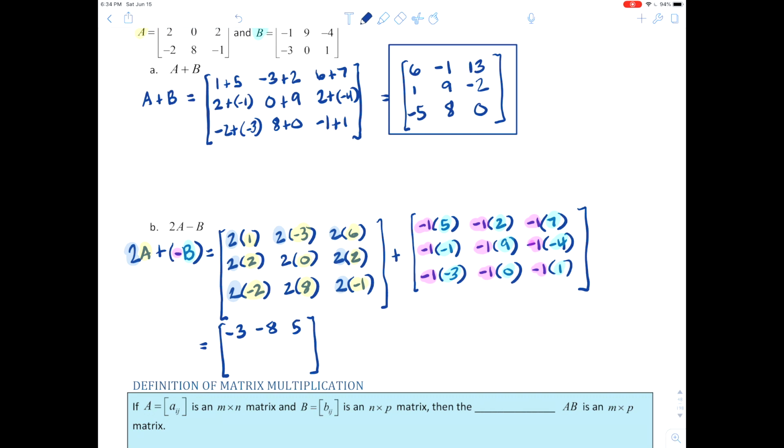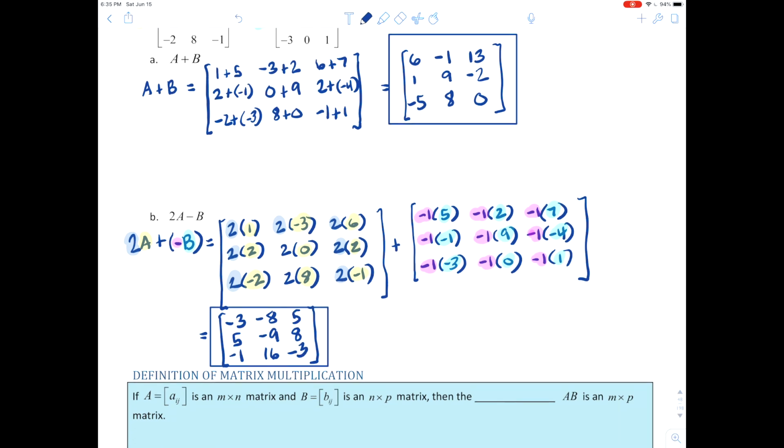And then 4 plus negative 1 times negative 1 would be 5. 0 minus 9 is negative 9. 4 plus 4 is 8. And then negative 4 plus 3 is negative 1. 16 plus 0 is 16. And negative 2 plus negative 1 is negative 3.